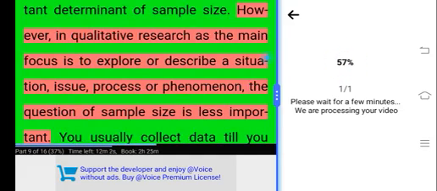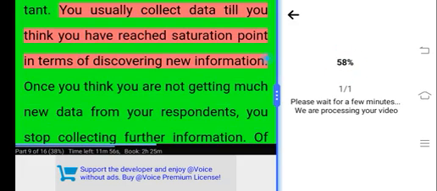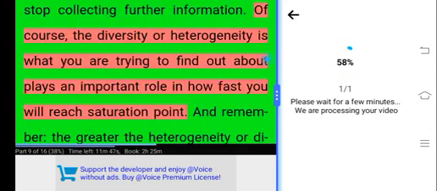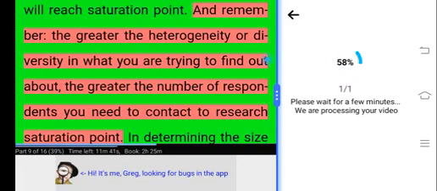In qualitative research, the main focus is to explore or describe a situation, issue, process or phenomenon. The question of sample size is less important. You usually collect data till you think you have reached saturation point in terms of discovering new information. Once you are not getting new data from your respondents, you stop collecting further information. Of course, the diversity or heterogeneity of what you are trying to find out plays an important role in how fast you will reach saturation point. And remember, the greater the heterogeneity or diversity in what you are trying to find out about, the greater the number of respondents you need to contact to reach saturation point.